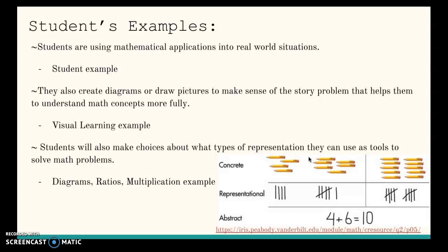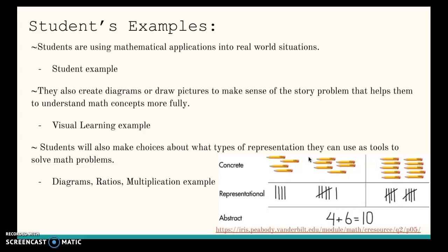So, students, when they use and connect mathematical representations, they are applying mathematics to real-world situations. An example is a student who is going shopping for a new sweater, and that sweater is 50% off of the original price. And because that student has learned the math concept in the past, that student now knows how to calculate what the price of the new sweater will be.